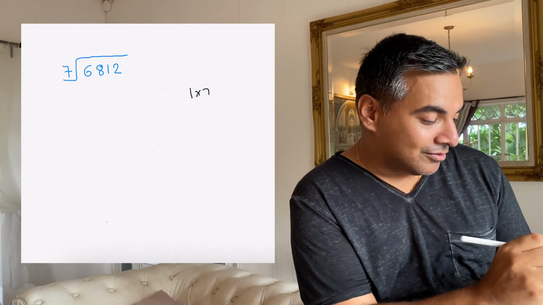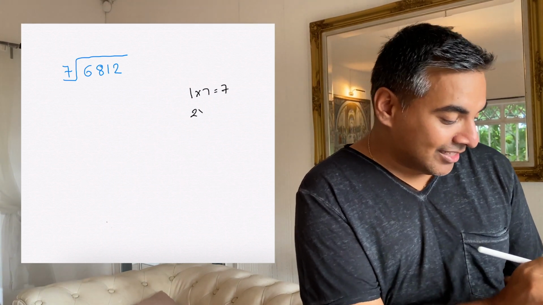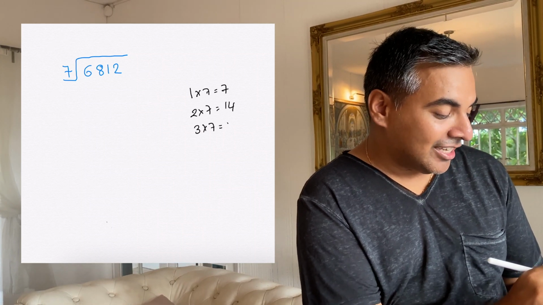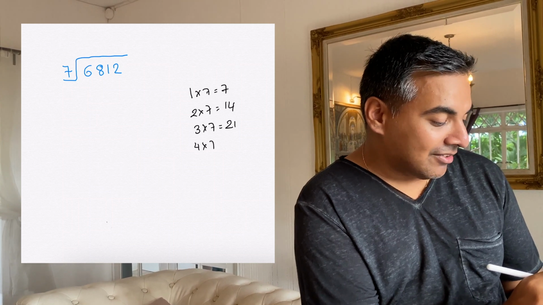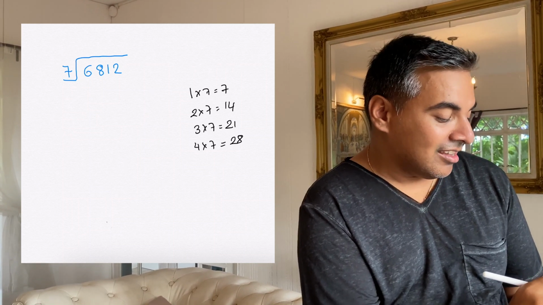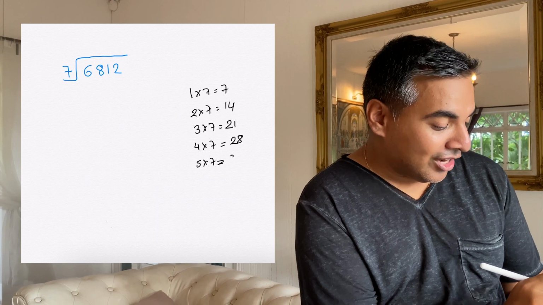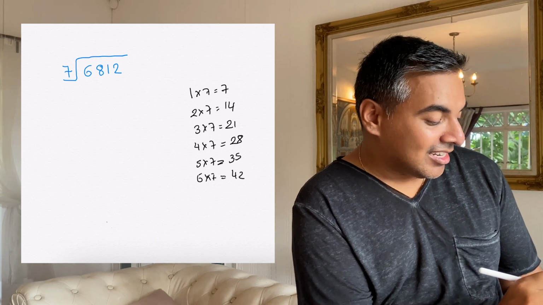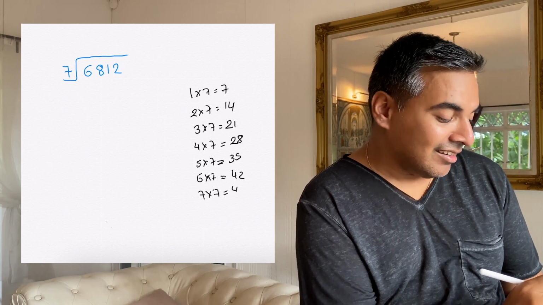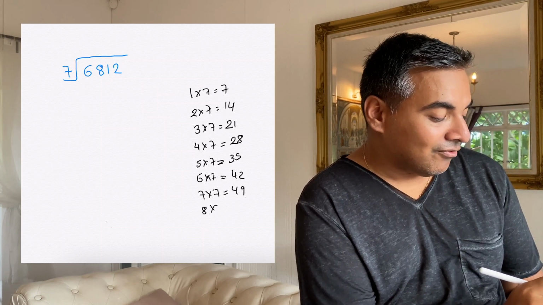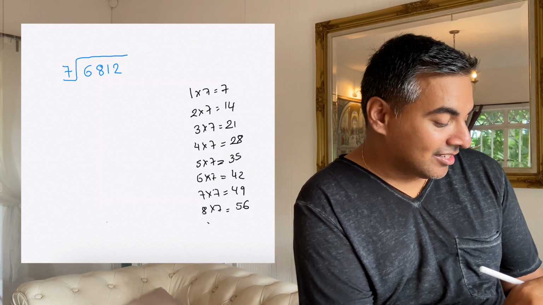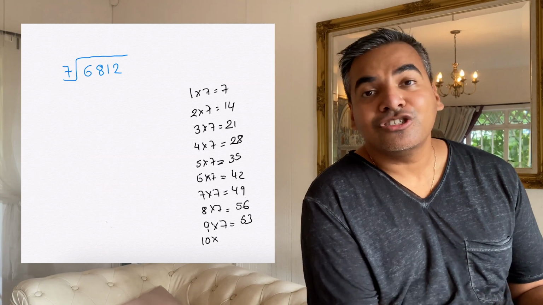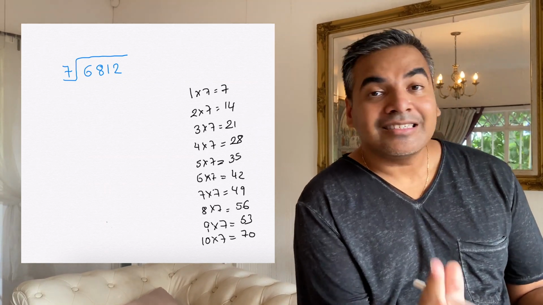Let's do that now. 1 times 7 equals 7, 2 times 7 equals 14, 3 times 7 equals 21, 4 times 7 equals 28, 5 times 7 equals 35, 6 times 7 equals 42, 7 times 7 equals 49, 8 times 7 equals 56, 9 times 7 equals 63, 10 times 7 equals 70. And we'll just stop there for the time being. That's step number 1.